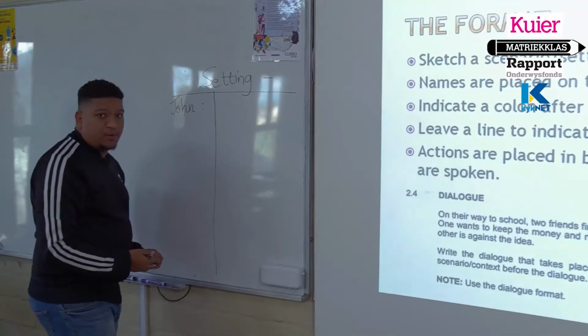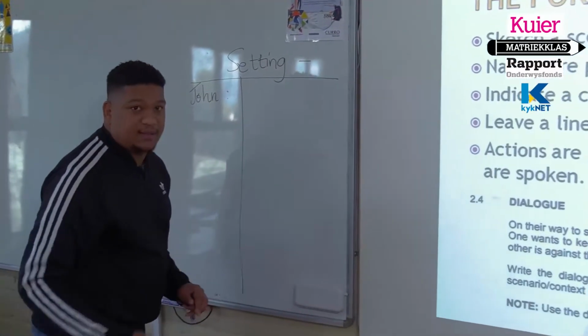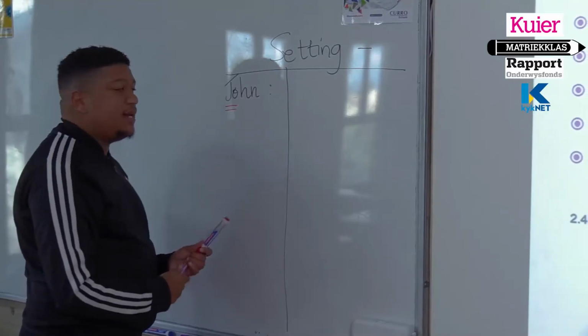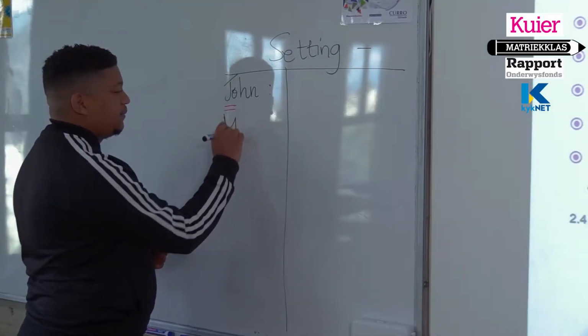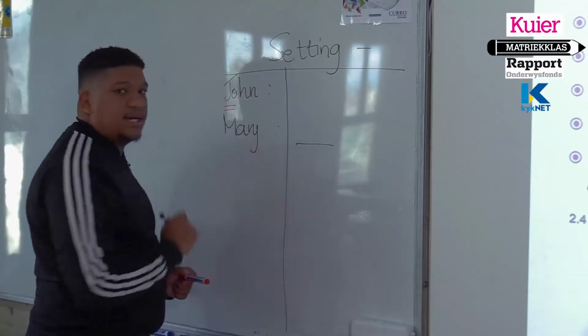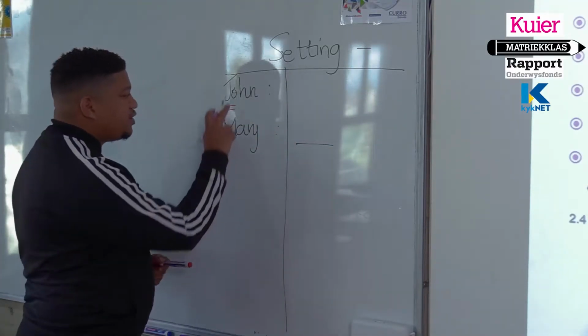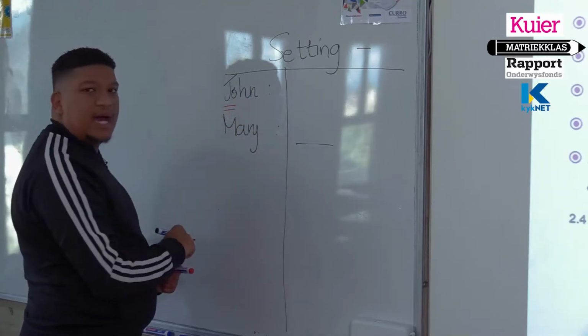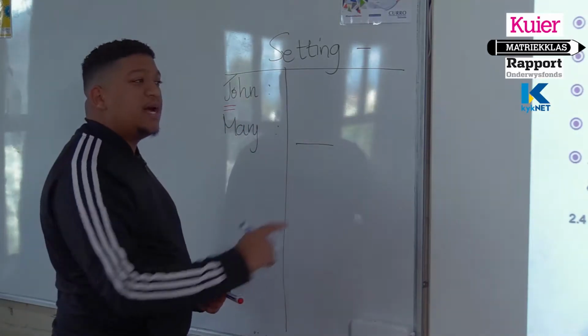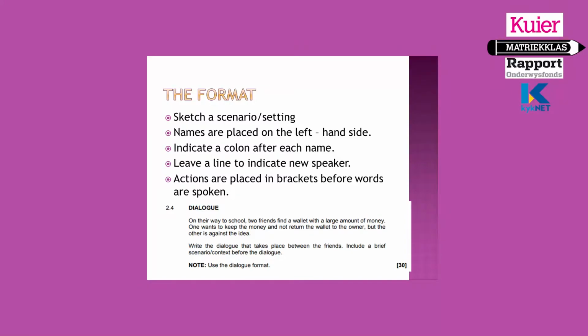And the next thing I'm going to do, I'm going to leave a line between the speakers. Why? Because the next line indicates that Mary is speaking. So now Mary is going to speak. So what is Mary saying? So I can differentiate. But if that is John alone, and there's a long text, we note it's only John speaking. The next one tells us actions are placed in brackets before words are spoken.